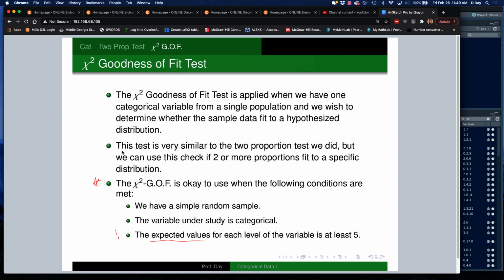Sometimes they'll tell you that you can have at most one of them be less than 5, or there's another criteria we'll see when we talk about the other two types of tests. But nonetheless, this is what we want to check. I like to say just look to see if there are any less than 5. If they're less than 5, then we're going to have some issues. I'll show you what I mean here shortly. That may not make sense yet.